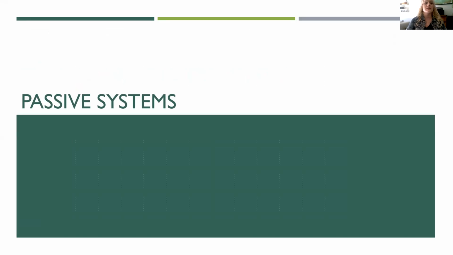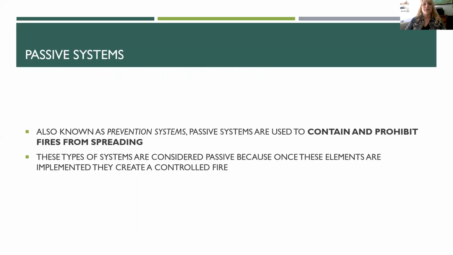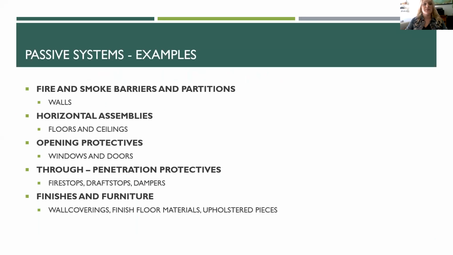So to start, passive systems are also known as prevention systems. Passive systems are used to contain and prohibit fires from spreading. These types of systems are considered passive because once these elements are implemented, they create what is known as a controlled fire. Some examples of passive systems include fire and smoke barriers and partitions, which would be walls, floors and ceilings, which would be considered horizontal assemblies, windows and doors, which are known as opening protectives, fire stops, draft stops, and dampers, which are known as through penetration protectives, and then you've got wall coverings, finished floor materials, and upholstered pieces that can also be implemented as passive systems.